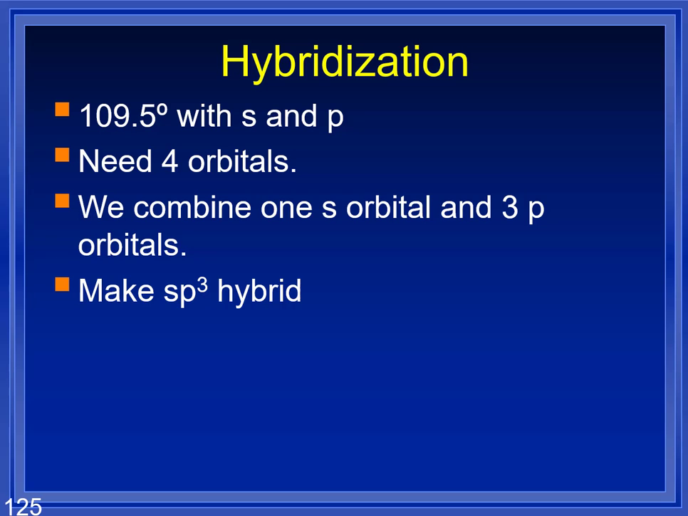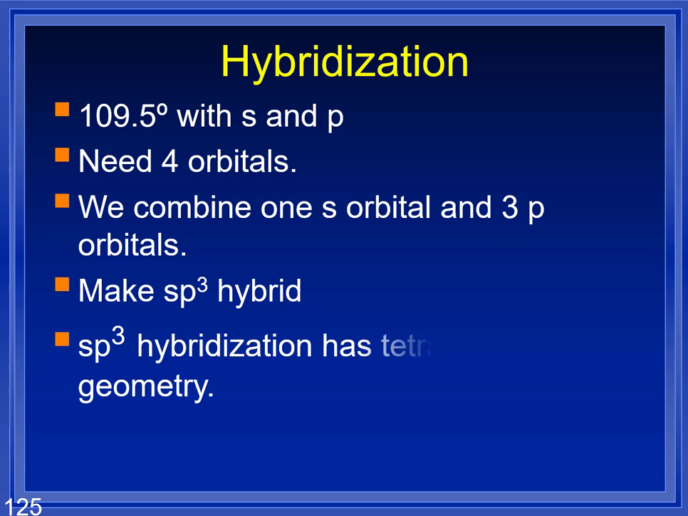Why would I pick 109.5? Because I got 4 pairs of electrons trying to get away from each other. Why do I pick sp3? Because I got 4 pairs of electrons who want to get away from each other. That's why we do it. It's the same decision, different label. The electrons are going to have to be sp3.